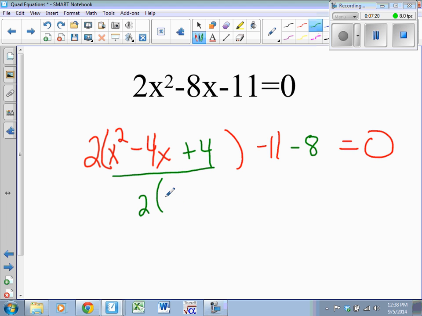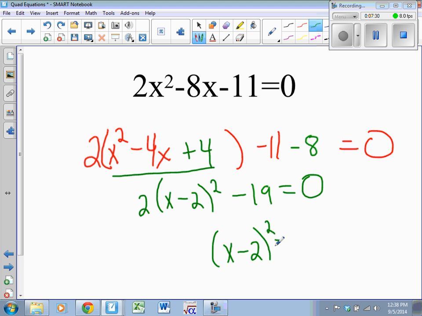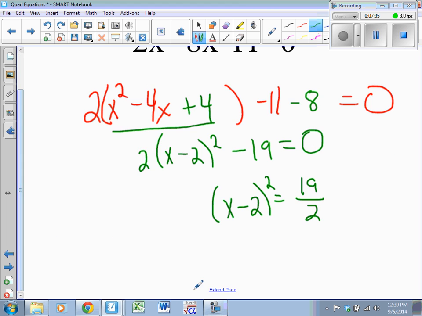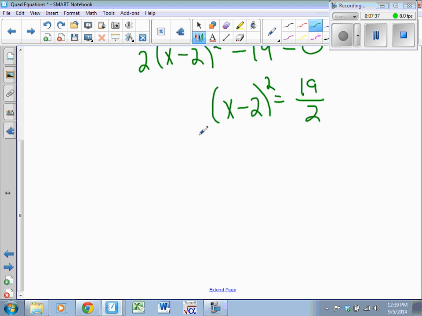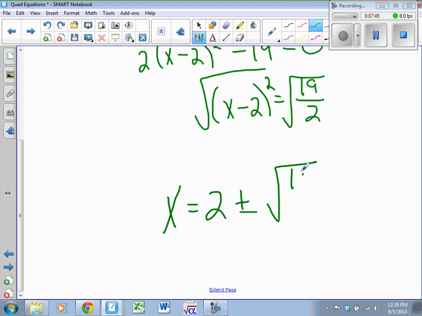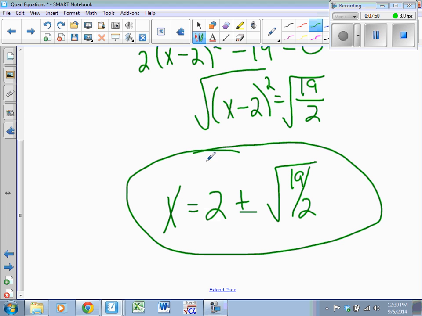So now I get 2 times x minus 2 squared minus 19. And I want to end up with just x minus 2 squared. So I subtract 19, divide by 2, and I can get to there. And once we get to that step, we can extract the square root, take the square root of both sides, and kind of jump to the end. I'd get 2 plus or minus square root of 19 halves, and we'll just leave it like that. Now, extracting the square root, we don't use it a lot. When we use it, it's important.